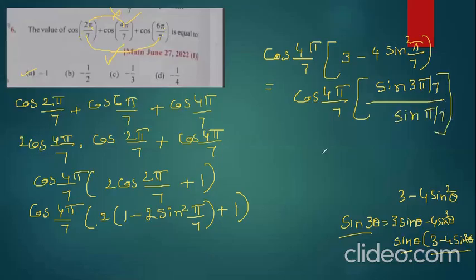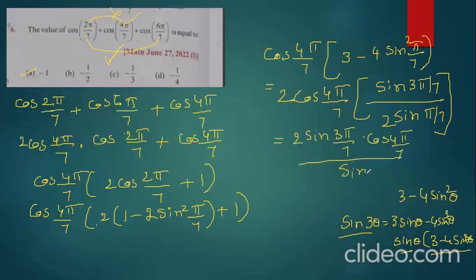Very good. But now how to solve this one? Sin 3π by 7 by sin π by 7 into cos 4π by 7. If I multiply with 2, what am I getting? 2 sin A cos B. Can I apply this rule? I am multiplying and dividing by 2. What I get is 2 sin 3π by 7 into cos 4π by 7 divided by sin π by 7. This is my simplified form.